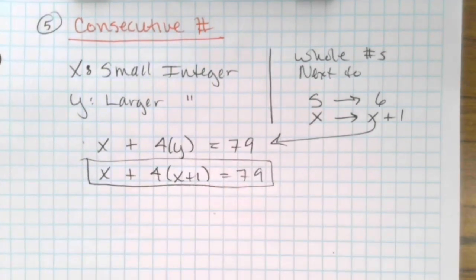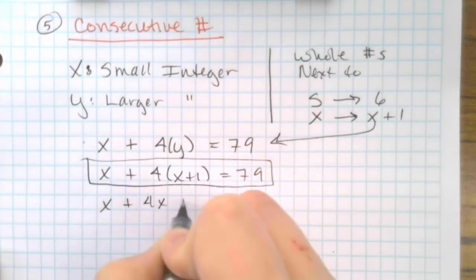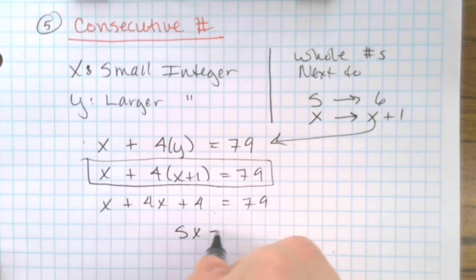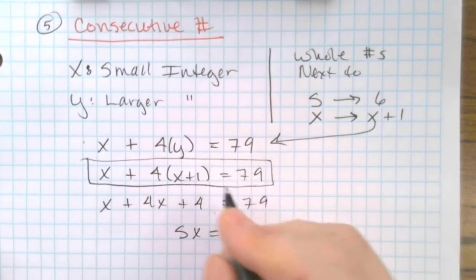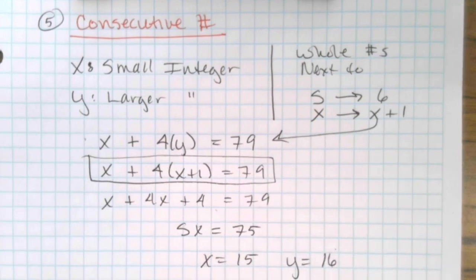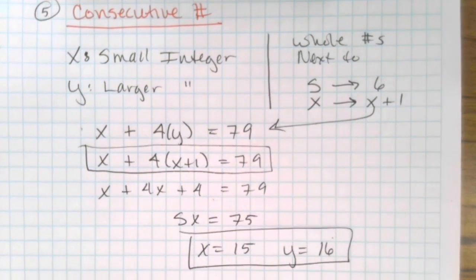One equation, one variable. So start by distributing the 4. 4x plus 4 is 79. 4 plus 1 is 5x. When you subtract 4, you get 75. So x is 15, which means that the next number would have to be 16 because x was the smaller one. And there you have it.